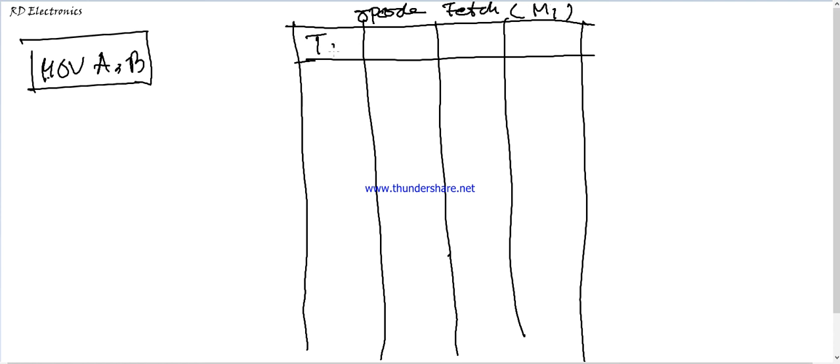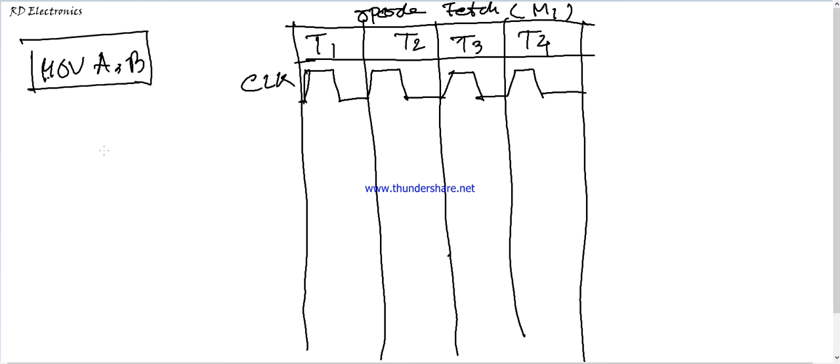Now this is the T1 clock, this is the T2 clock, this is the T3 clock, and this is the T4 clock. So this is represented by the clock signal. This is a high state and this is a low state. Another clock high state and low state. Another clock high state and low state. So this is the clock signal. Let us assume these instructions are written in the 800 hex memory location.